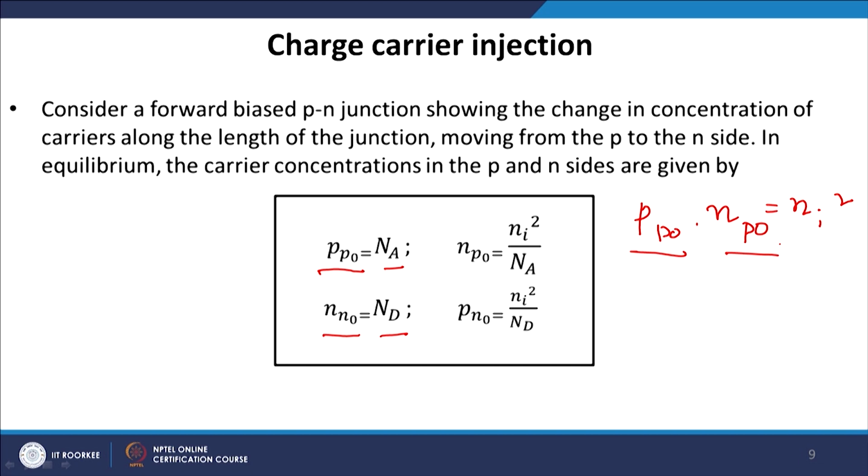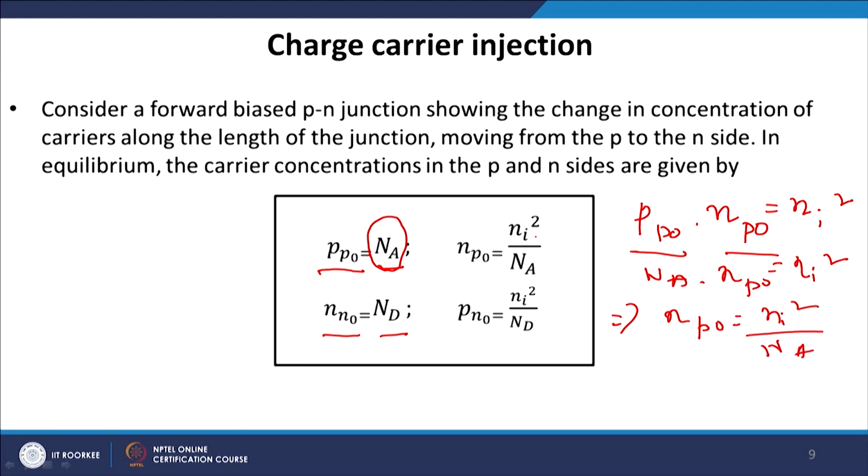Now, remember, holes are the majority carrier in the P side and electrons are the minority carrier in the P side. Since holes are the majority carriers, where are we getting these holes? We are getting these holes from the acceptor impurity. That is why we equate the hole concentration to the acceptor impurity concentration. Now, electrons are still there, but their numbers are less, and since their product is equal to Ni square and we have already written PPO is Na, we can write Na times NPO is equal to Ni square, or NPO is equal to Ni square divided by Na. That is what we have written here.